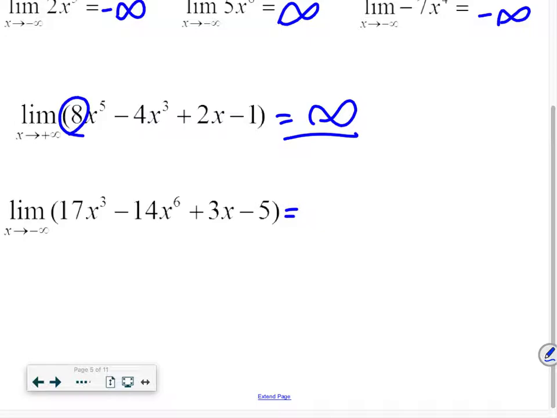Positive infinity for the second one. Negative infinity. But guys, our leading coefficient's positive. That's not our leading coefficient. Oh, this is our leading coefficient.